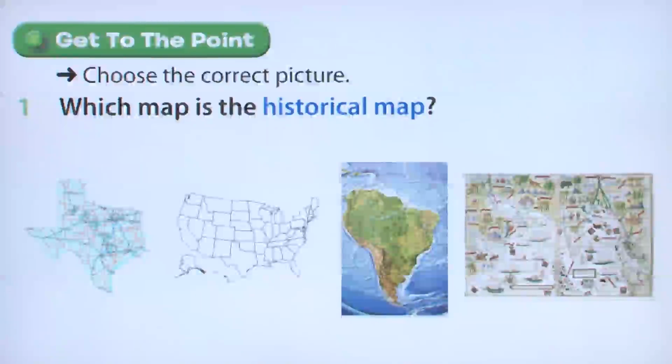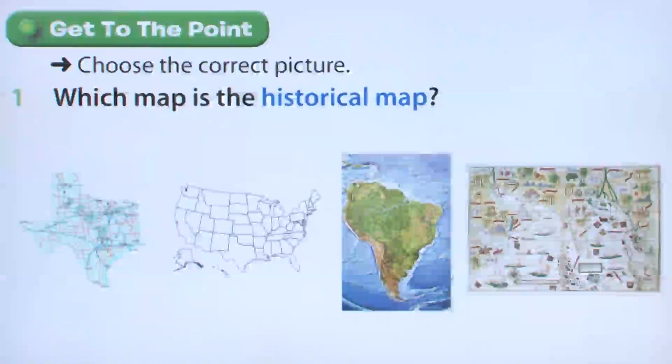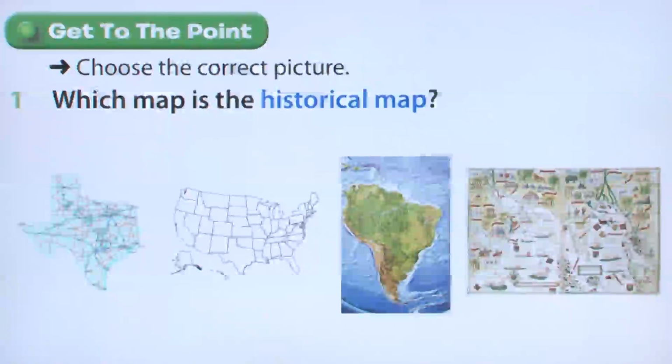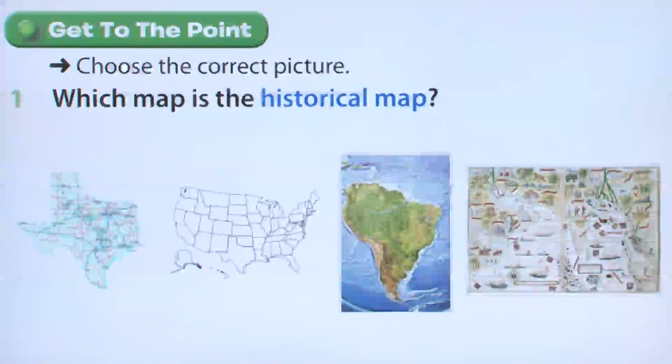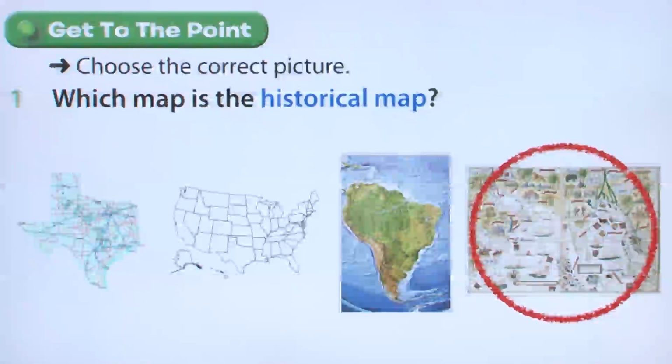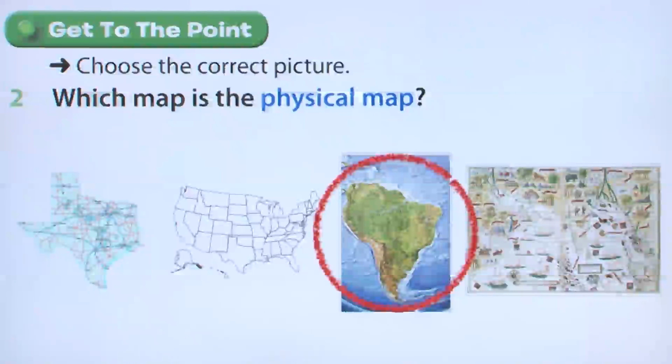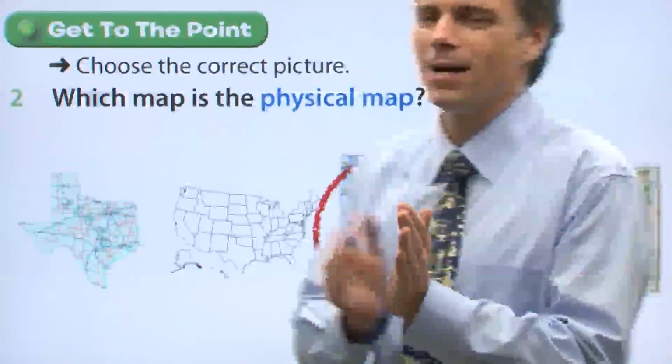Choose the correct picture. Number 1, look at those pictures very carefully. 4 pictures. Which map is the historical map? Which one do you think is the historical map about history? And the answer is there, the last one on the end. Yeah, it shows certain events. So it's kind of an old style map, shows certain events that happened in history. And the last question, which map is the physical map? Oh, that's easy. You know that one. It is, there it is, South America.